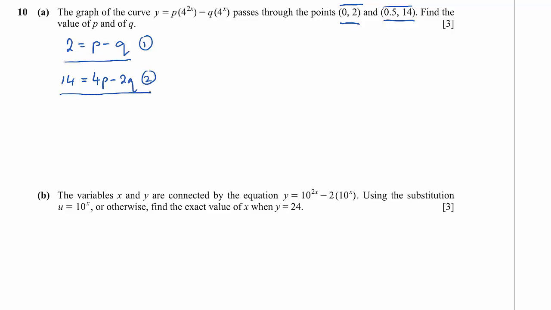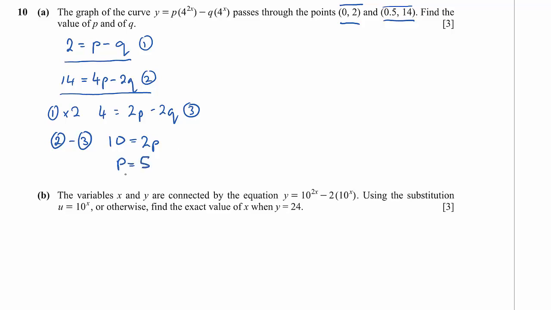And so if I do equation 1 multiplied by 2, I get 4 is equal to 2p minus 2q. And let's call that 3. And then do equation 2, take away equation 3. So 14 take away 4 is 10. I'll get 2p. And of course the q's will disappear. That was the whole point.